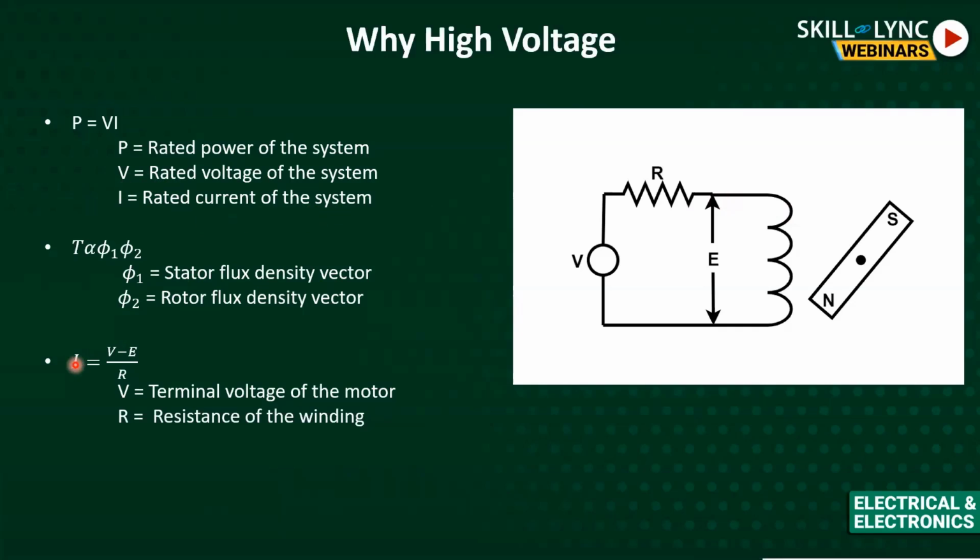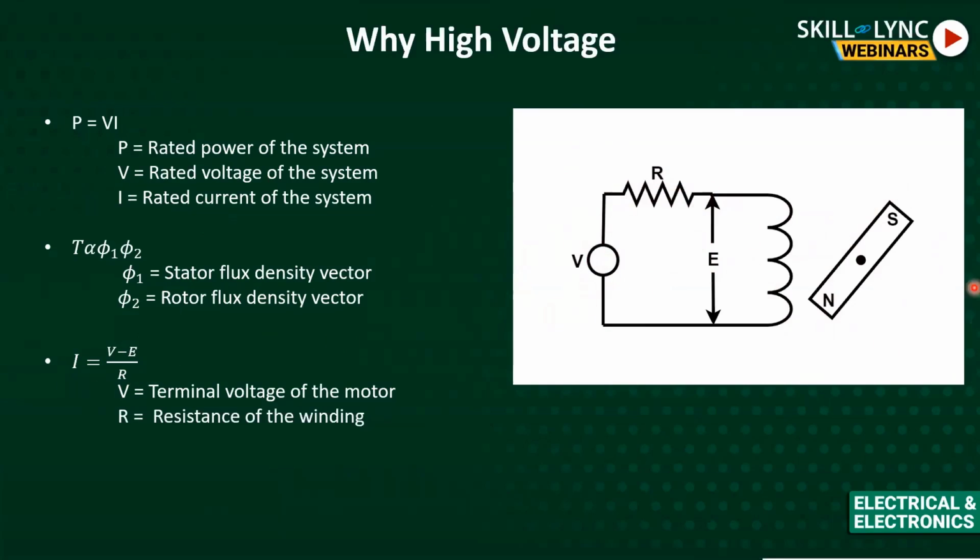And the current, if you take this architecture, we are applying V, maybe this is the battery voltage, and there is a back EMF E, which is proportional to d phi by dt. This is coming from Maxwell's equations. So the current going into this motor is the difference between V, the applied voltage, and E, the back EMF, divided by R, the resistance of the stator windings.